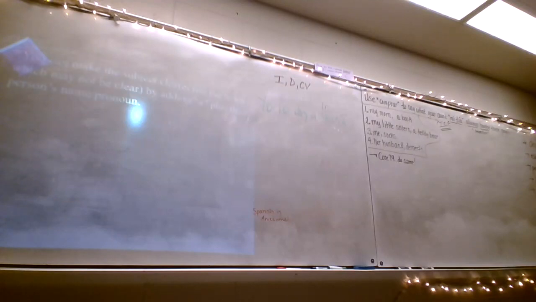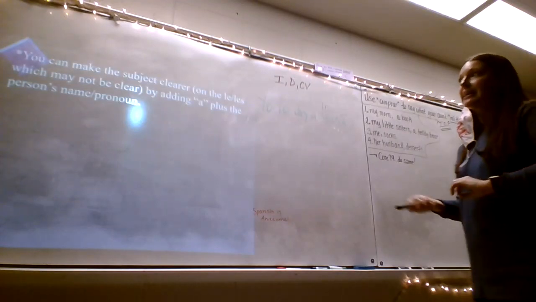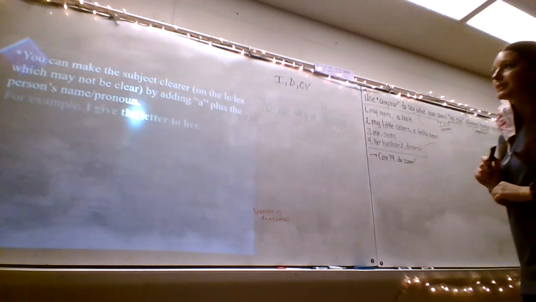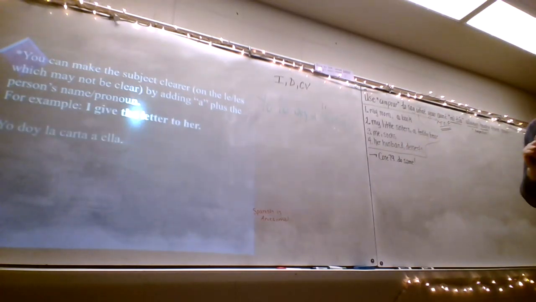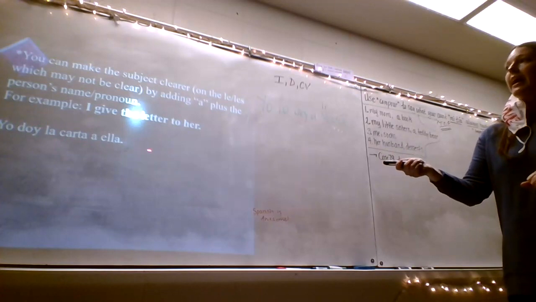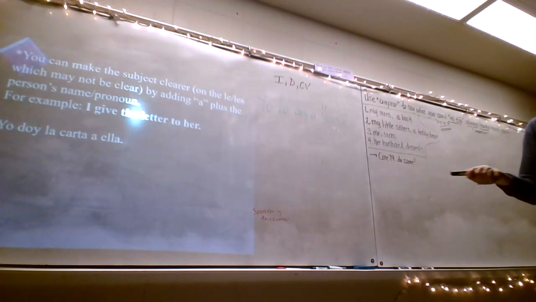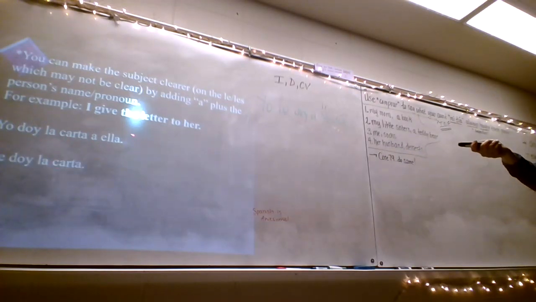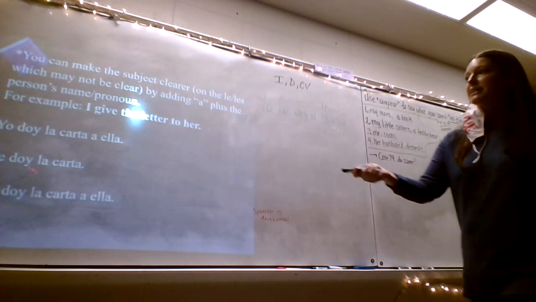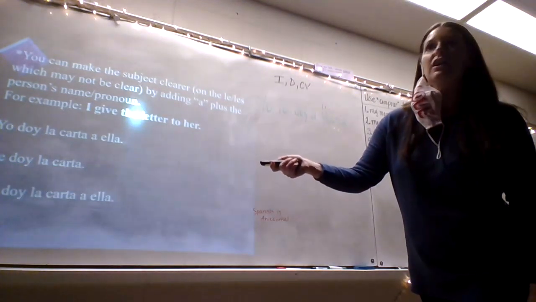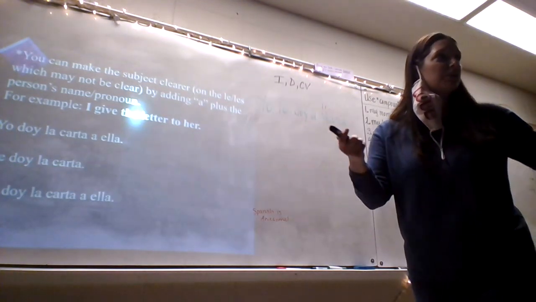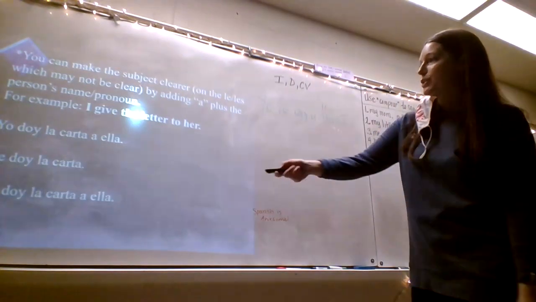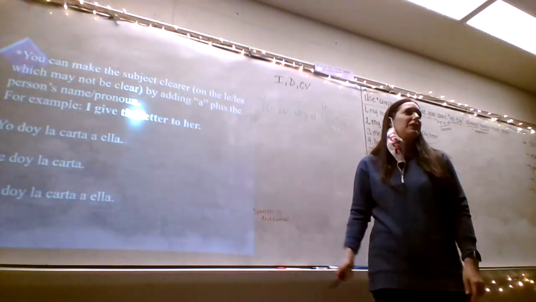Okay. So you can make the subject clearer on the le and les by adding a and the person's name. So let me show you this. I give the letter to her. Yo doy la carta a ella. That's I give the letter to her. We can also take out the her and put le in front. Okay, that's just doing an indirect object pronoun. But that's vague. That could mean I give the letter to her or him or you. Right? Le is super vague because it's the bottom left box. So we could then keep the a ella at the end as well.